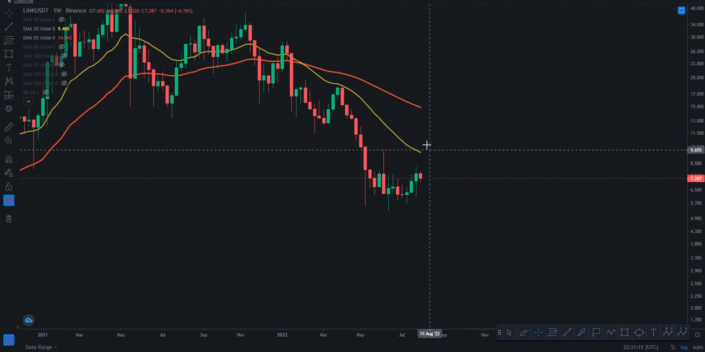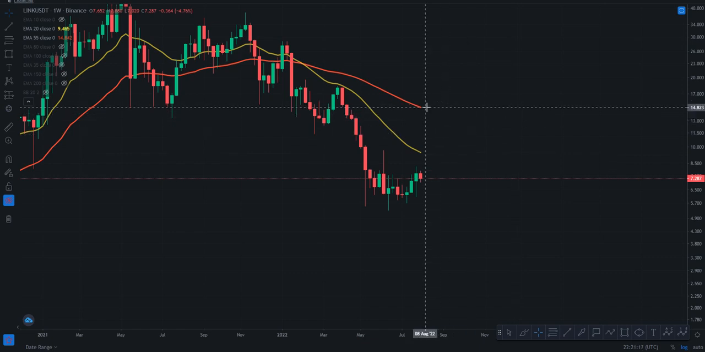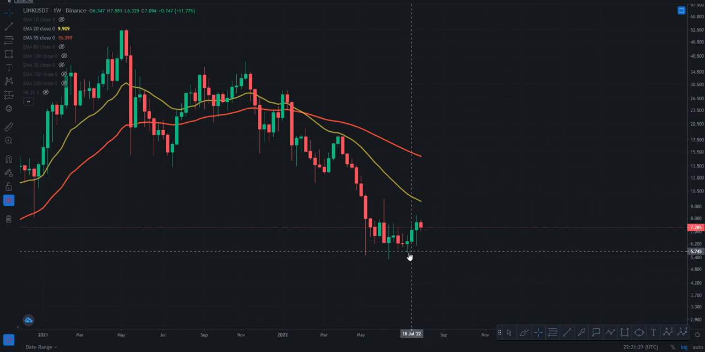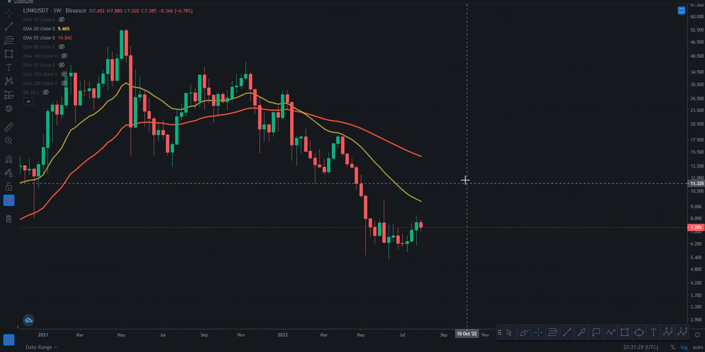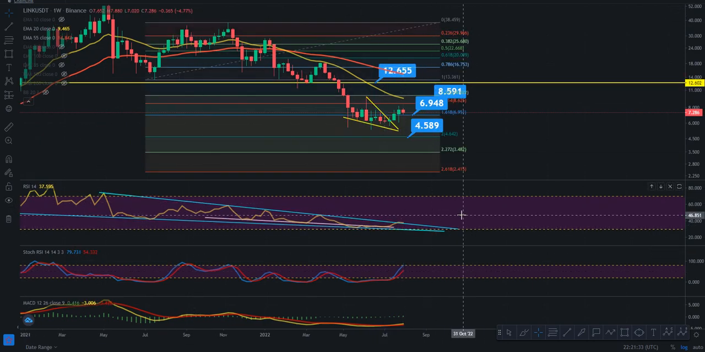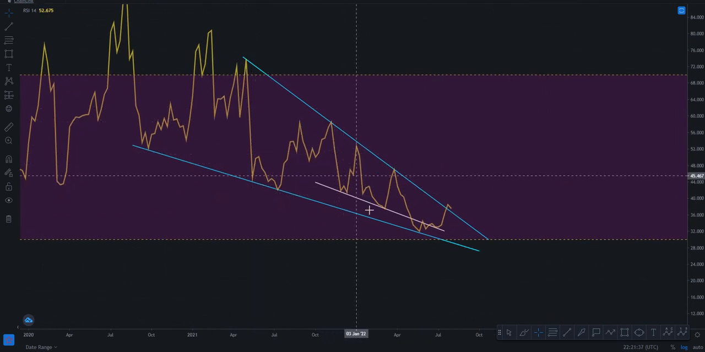So if we end up breaking above the 20 EMA, I would target the weekly 55 because that is a very strong resistance level as well, at $14.84 currently. So like I said, if we get the staking news next month, we may see a price rally, and that would be a good time to swing trade Chainlink, in my opinion, and that's potentially what I'm going to be doing.